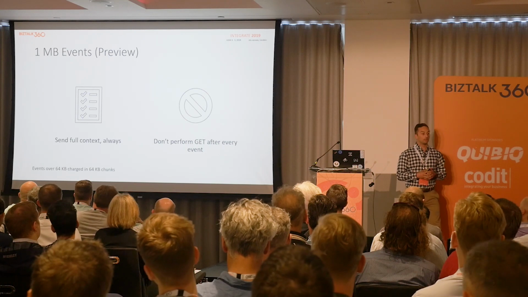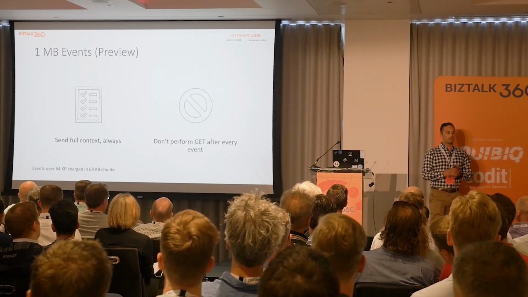So as far as pricing for 1 megabyte events, any event over 64 kilobytes that's sent to Event Grid is charged in 64 KB chunks. And the way GA and preview is kind of separated out is just anything that is sent to Event Grid under 64 KB is still handled under our GA SLA. And any event over 64 kilobytes is under a preview SLA.